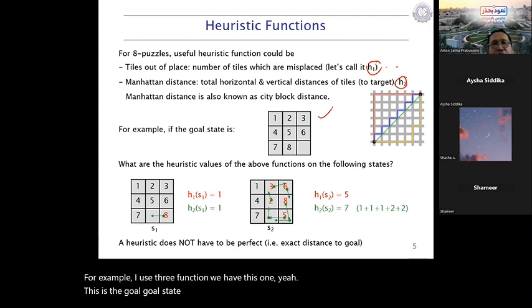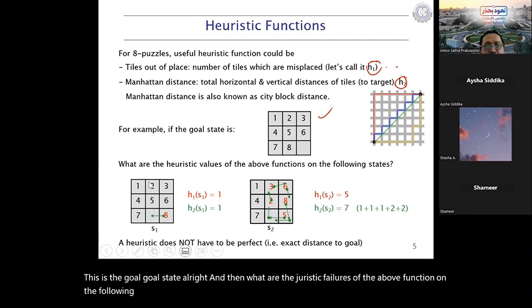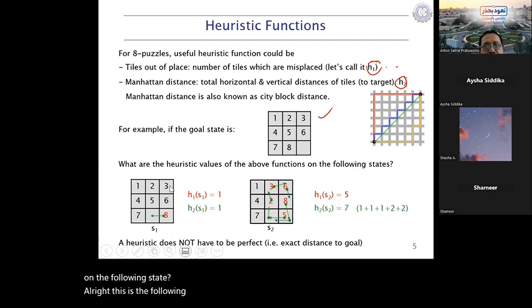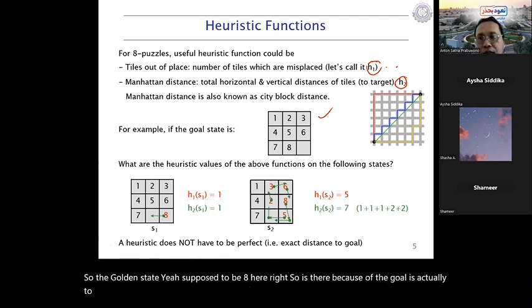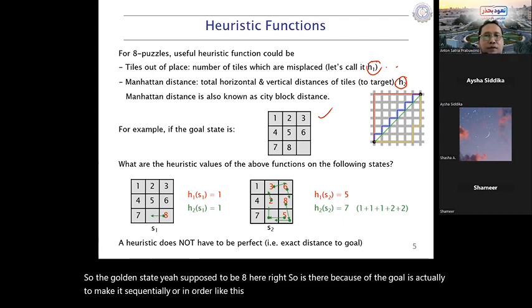This is the goal state. What are the heuristic values of the above function on the following state? This is the following state. The goal state is supposed to have 8 here, because the goal is to make it in sequence, in order like this: 1, 2, 3, 4, 5, 6, 7, 8. But in this position, 8 is not in the right place.